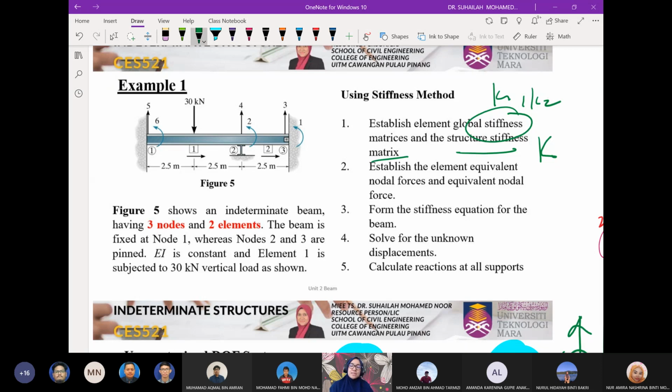Okay, number two, we have to establish the element equivalent nodal forces. This is actually part of intermediate loading. Intermediate loading yang ni tak ada dalam truss. Intermediate loading means ada loading on member, bukan on the structure. Kalau dalam truss, normally loading tu dia akan subjected at nodes. Yang tu kita panggil nodal forces. But for beam, dia akan ada UDL semua tu kan. So UDL, point load at the center ni, kita panggil dia intermediate loading.